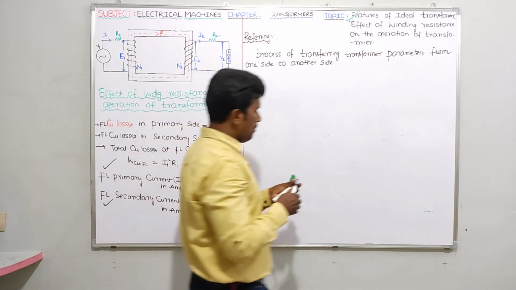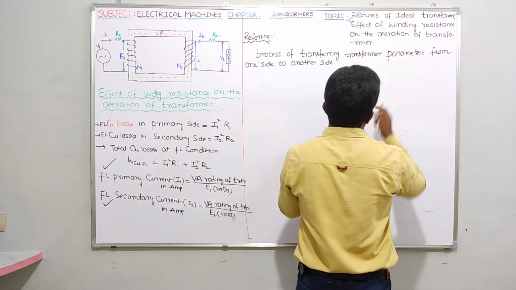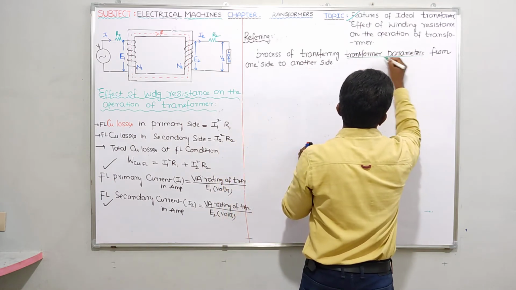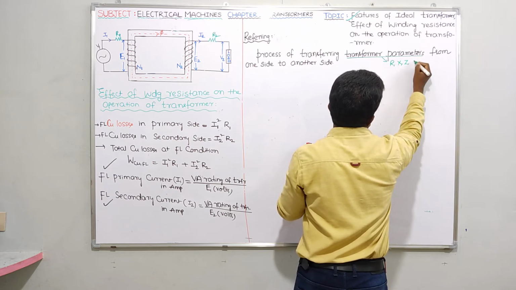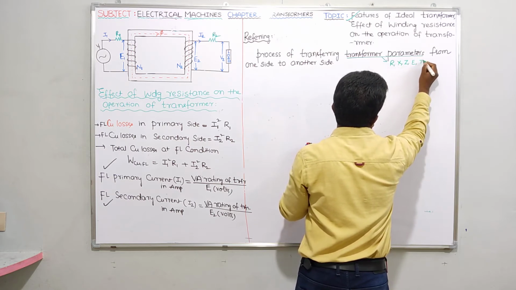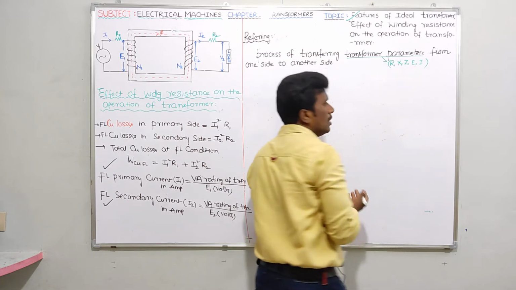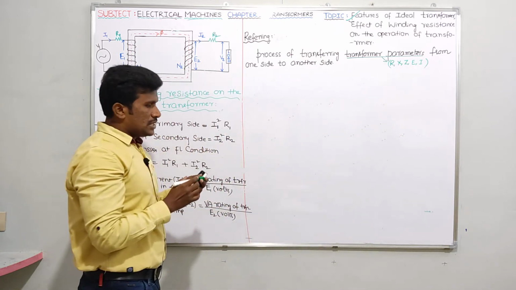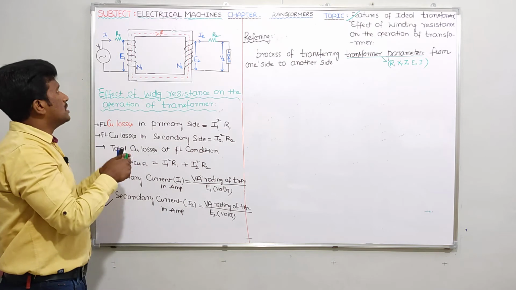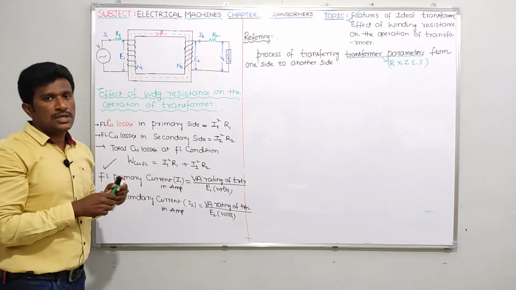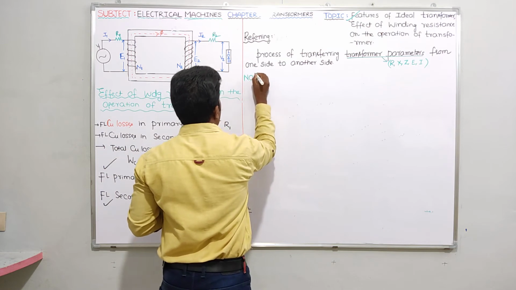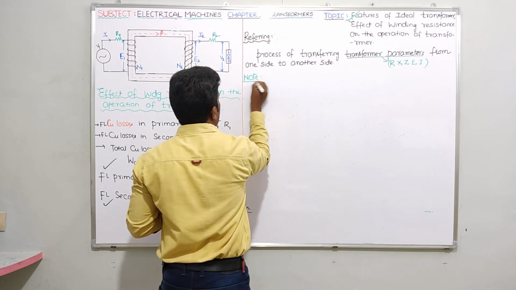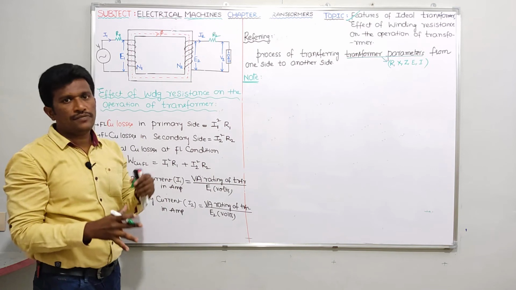So transformer parameters means what? These transformer parameters may be resistance, reactance, impedance, voltage, current, etc. Okay, is it clear guys? In this case we are discussing resistance. Let me give one small note here. Let me refer resistances first of all.